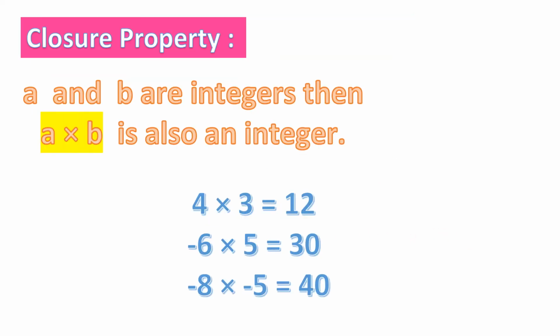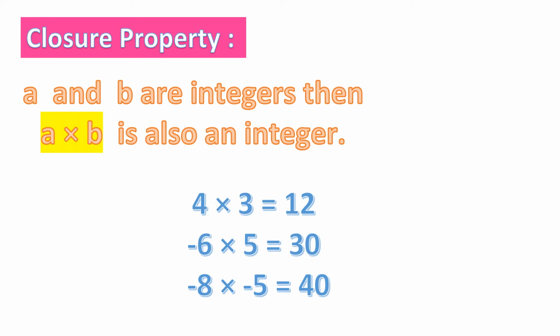So let's see examples. For example, if I take 2 integers, see this is one integer 4, another integer 3. If I multiply them, I get 12, and 12 is also another integer. So if I take 2 integers and multiply, I get another integer, right? Now again, -6, 5. These are also both integers. So if I take 2 integers and multiply, I get -30. -30 is also another integer, right? So any integer you take and multiply, you will get another integer. So that is what closure property is, okay?